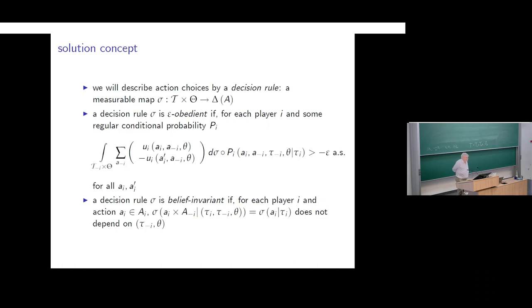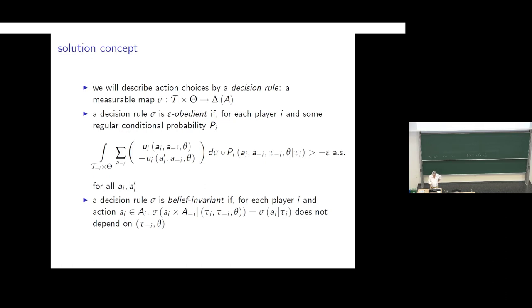Now, one subtlety that you might have spotted is that my description of a decision rule is allowing, as a function of these universal states, a probability distribution over profiles of actions, and they could be correlated. We're allowing for the possibility that players' actions are correlated. However, we're only allowing a very limited form of correlation here, because we're going to impose the restriction that the decision rule is belief invariant. That is, for each player I and each action, the belief that he has over the probability distribution over his actions, conditional on his hierarchy of beliefs, does not depend on other players' hierarchies or the state of the world.